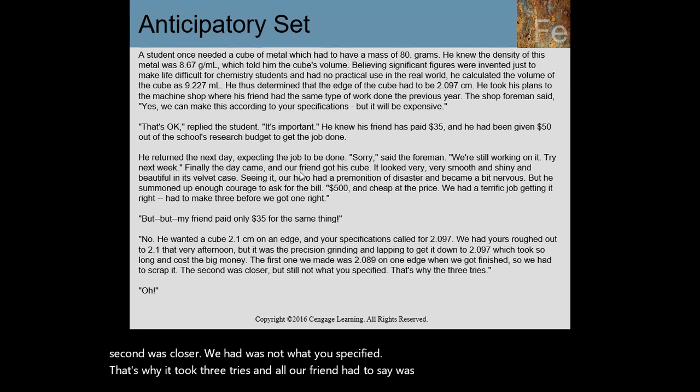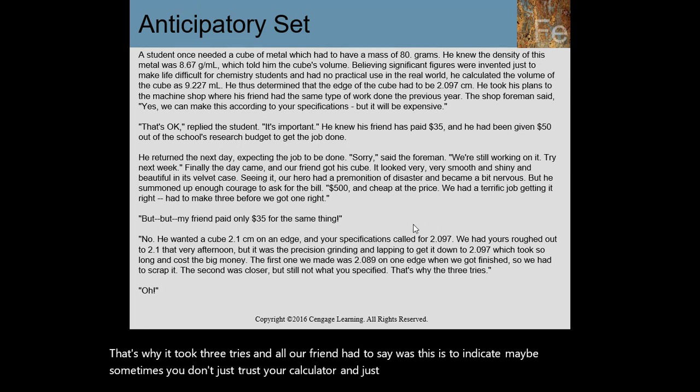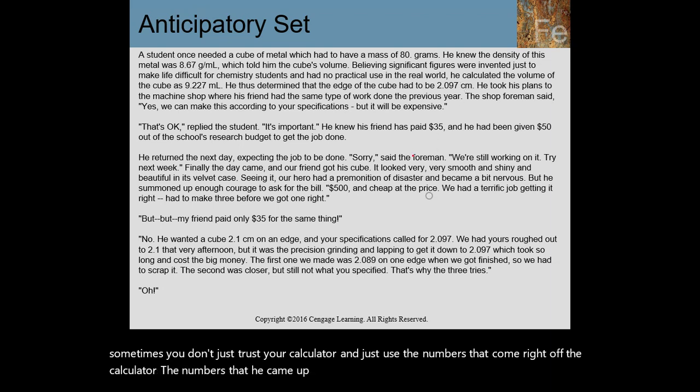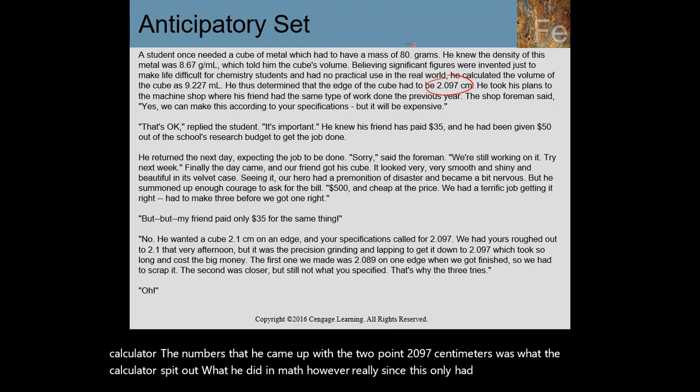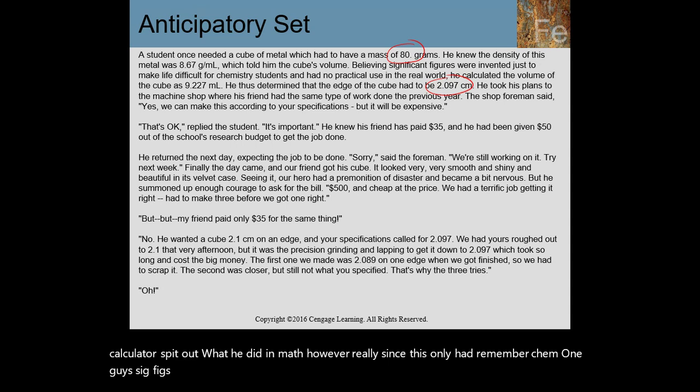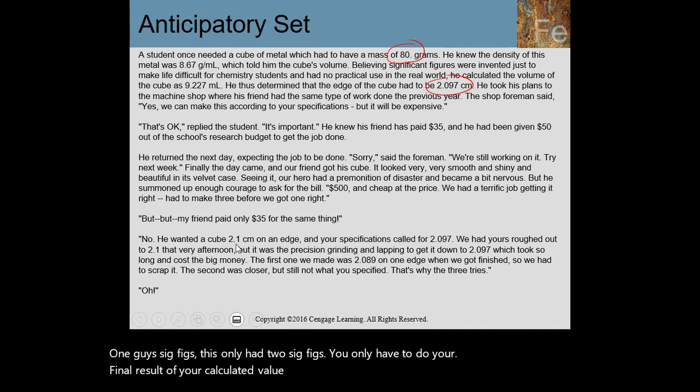This is to indicate that maybe sometimes you don't just trust your calculator and just use the numbers that come right off the calculator. The number that he came up with, 2.097 centimeters, was what the calculator spit out when he did the math. However, remember Chem 1 guys, sig figs: this only had 2 sig figs, so you only have to give your final calculated value to 2 sig figs. He could have just said 2.01 centimeters on an edge.